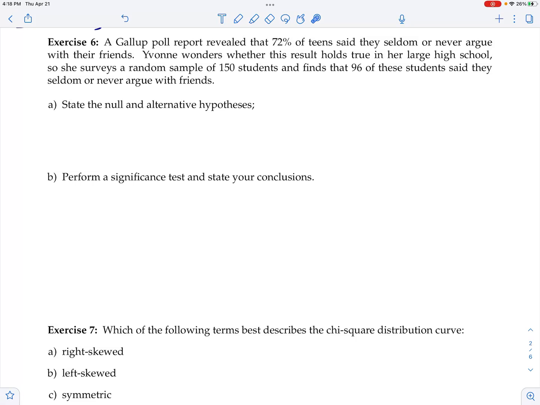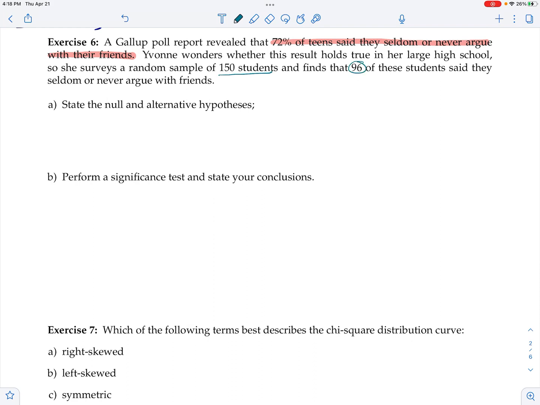Exercise 6. We've got a Gallup poll report that's telling us this key fact here. 72% of teenagers say that they seldom or never argue with their friends. Vani wonders whether this result holds true in her large high school. So she surveys a random sample of 150 students and finds that 96 of these said they seldom or never argue.